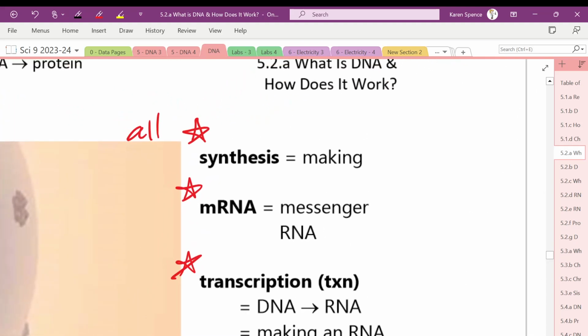Have you guys ever heard the word synthesis before? Kind of. Photosynthesis. Do you know what's happening in photosynthesis? You're taking light and you are making sugar. Okay, we're making usable energy in the form of sugar, through the process of using light. So synthesis means making or putting together.